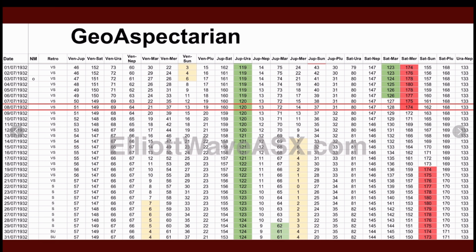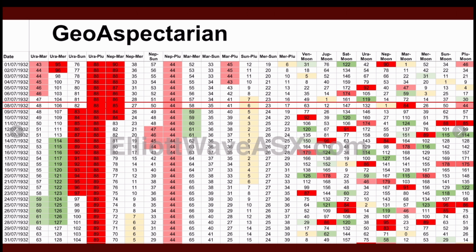Now if we take a look at the Geo-Aspectarian on the 8th of July 1932 at the Great Depression low, we see that Jupiter and Uranus are in a trine, Saturn, Mercury are opposite, and if I scroll to the right, we have Uranus and the Sun just coming into a square aspect. And just remember, they're not quite there, but the Sun does move quickly.